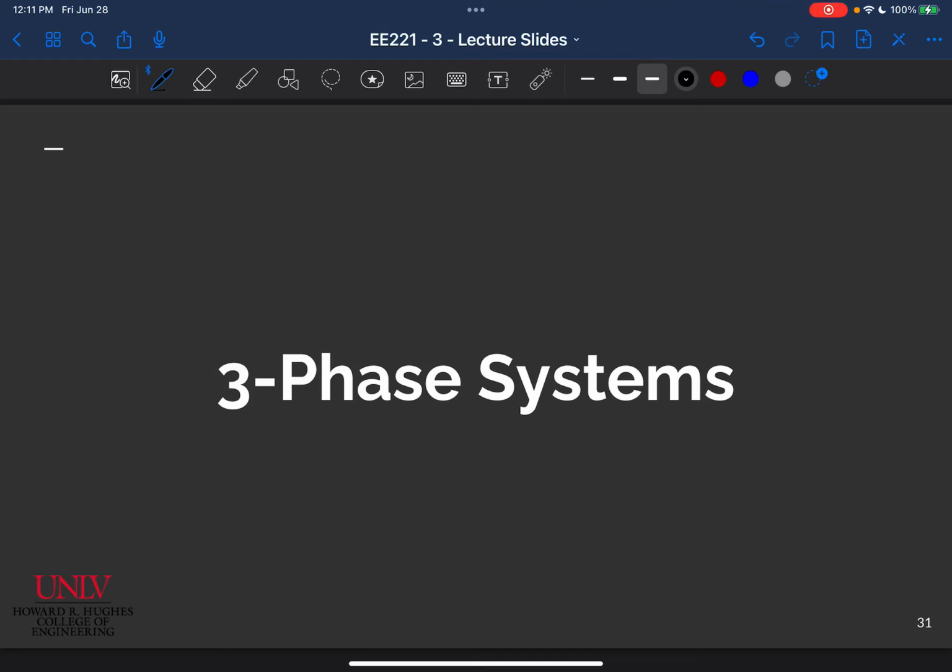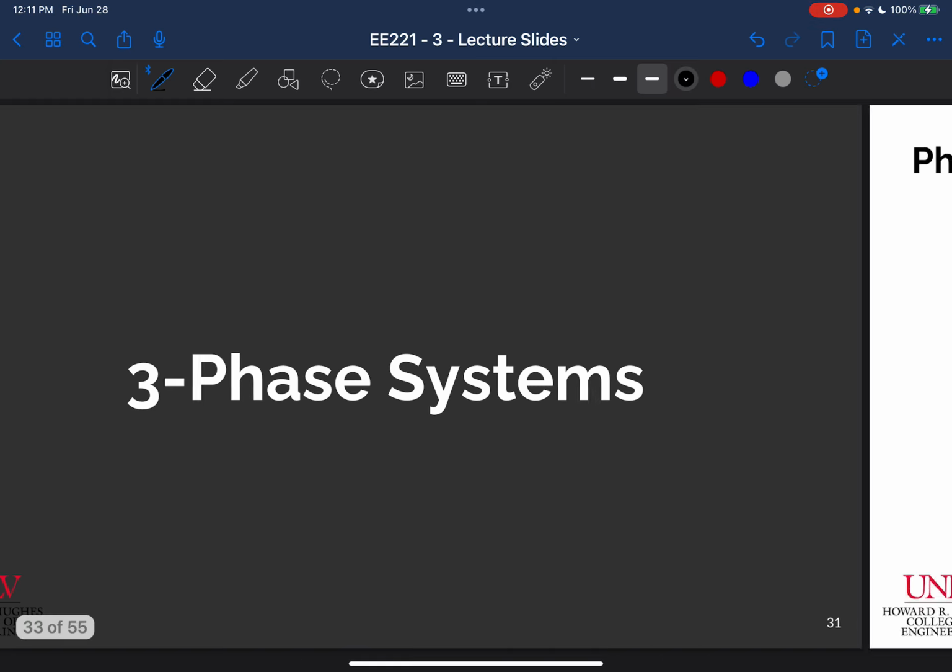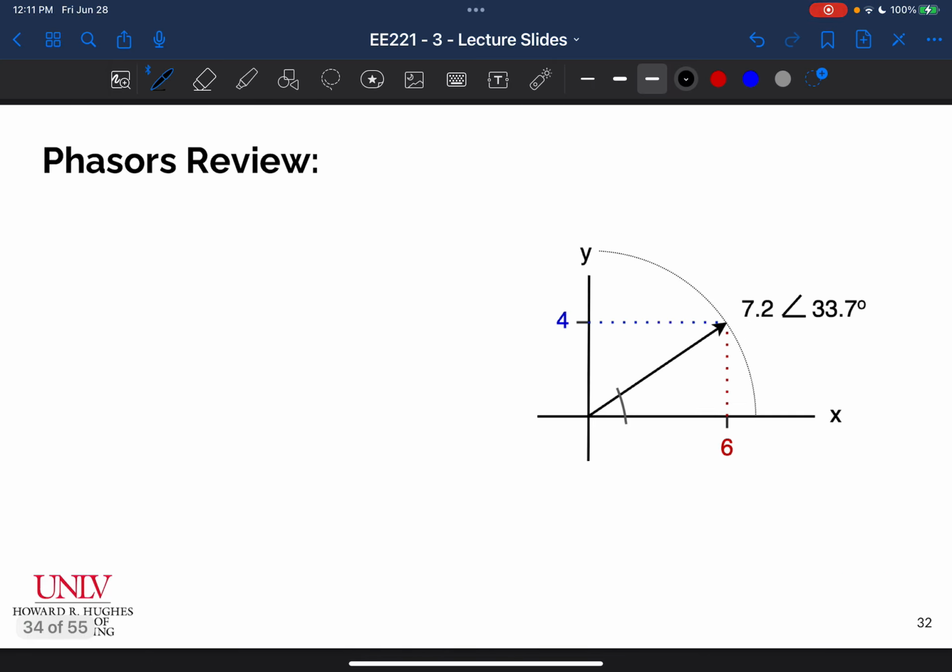All right, so we basically covered all the power analysis equations, and we talked about apparent power, real power, the power triangle, reactive power, and now we're going to look at three-phase systems. So what in the world is a three-phase system? We're going to get into that, but first we need to do a little bit of a review on phasors so that this will make sense.